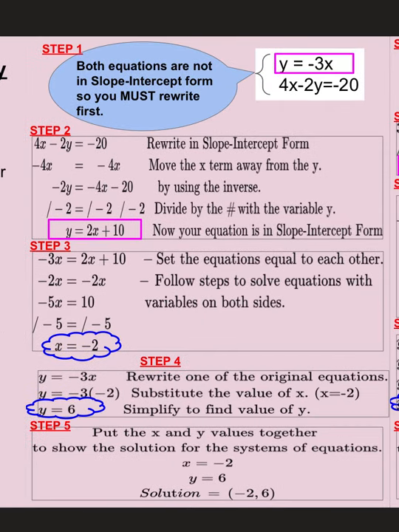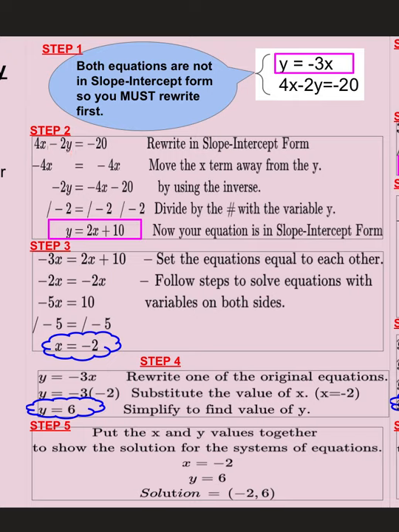First example, we have these two equations: y equals negative 3x, and 4x minus 2y equals negative 20. Well, one of the equations is in slope-intercept form, and as it says here in step 1, you must rewrite if it's not in slope-intercept form. So the second equation, we're going to have to rewrite that first. So that's what I did here. 4x minus 2y equals negative 20. I'm going to have to get that y by itself.